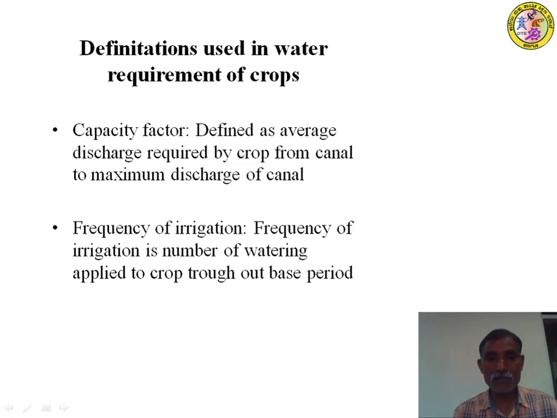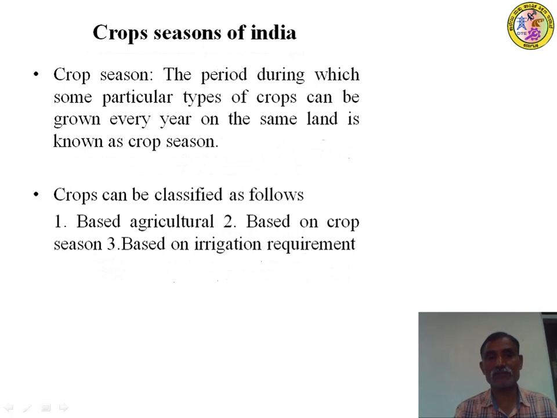Frequency of irrigation. Frequency of irrigation is the number of waterings applied to a crop throughout the base period. The number of waterings is called the frequency of irrigation. How many frequencies of irrigation? Every 9 days, or 6 days, 7 days, depending upon the type of the crop and the climatic conditions, the frequency changes.